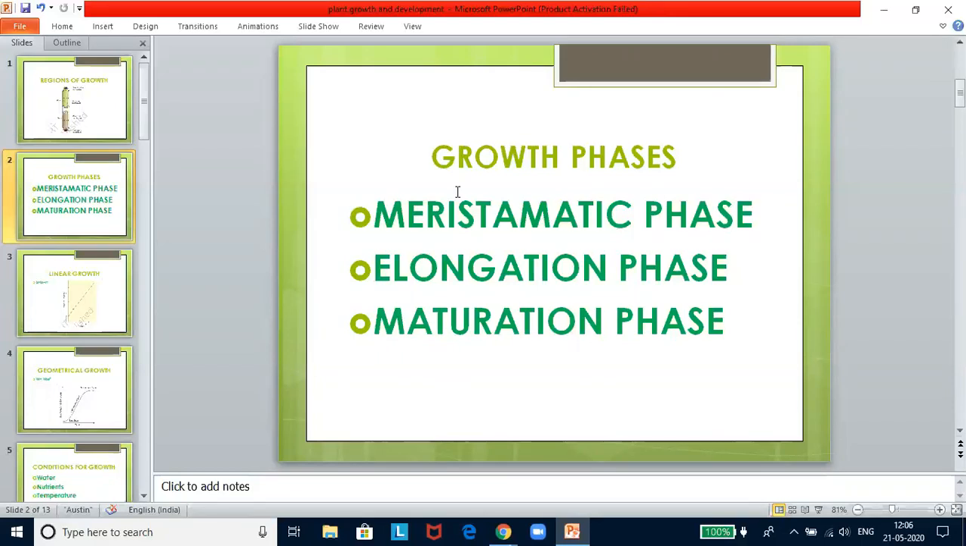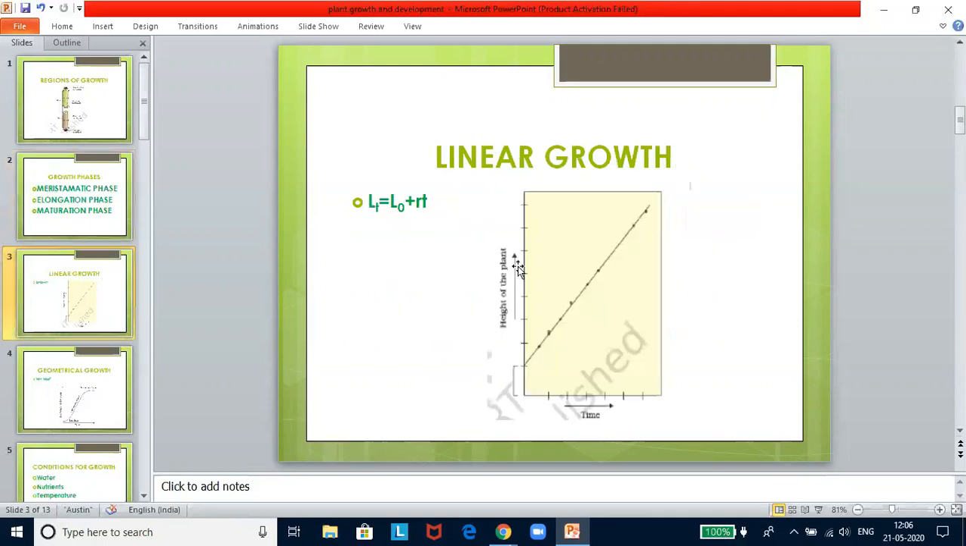Now, growth rate. The increased growth per unit time is called growth rate. Growth rate shows the increase that may be arithmetic or geometrical. Now let us look at the arithmetic growth. This is the linear growth. In following mitosis, only one daughter cell continues to divide while the other differentiates and matures. A linear curve is obtained.